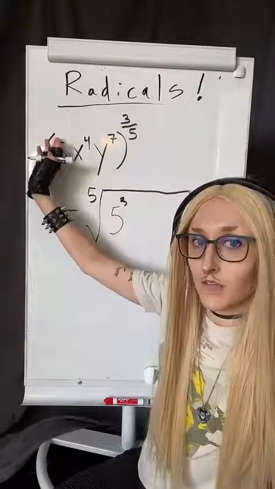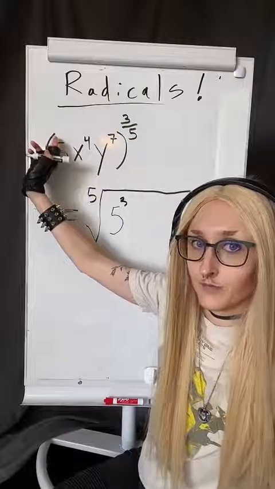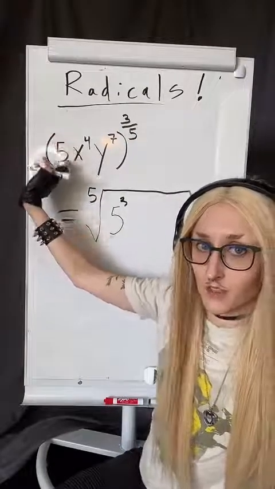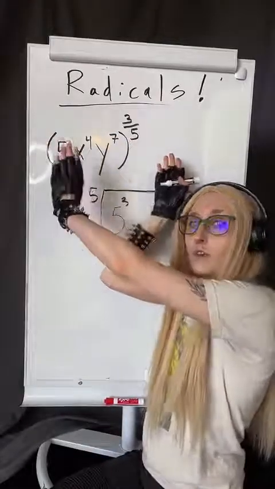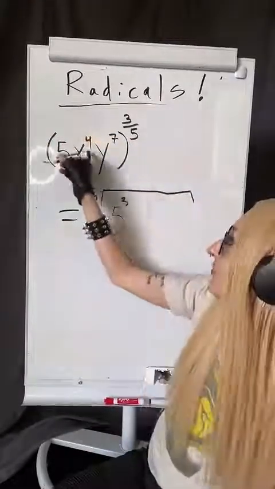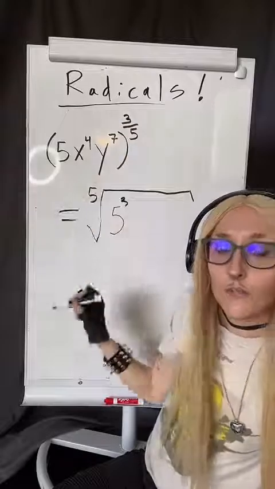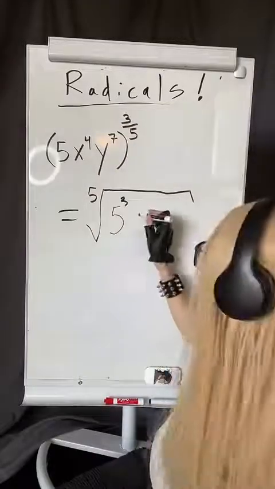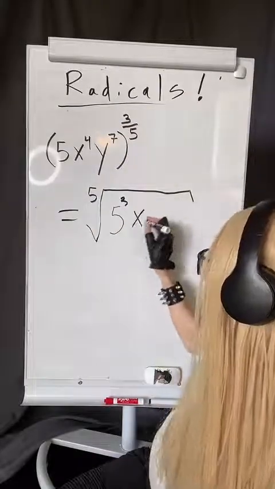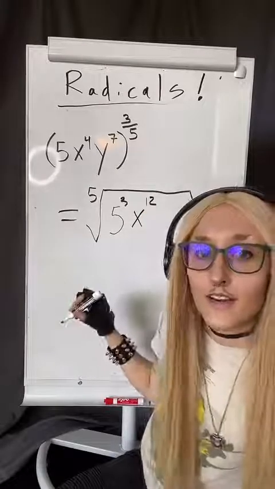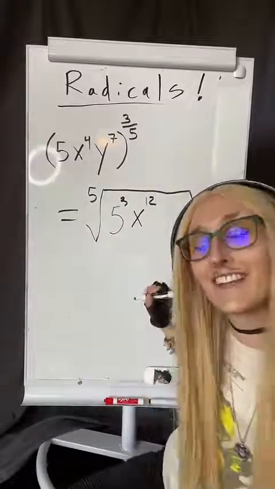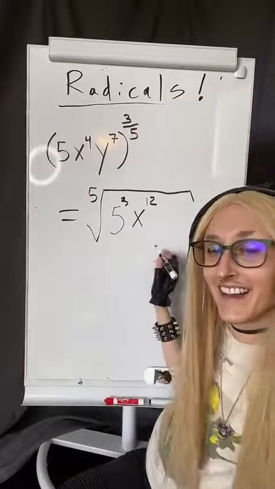All right, now we focus on that x to the 4th, okay? Just the x to the 4th. So I'm going to do 4 times 3. 4 times 3 is 12. So it's x to the power of 12, and that 5 goes on the outside.